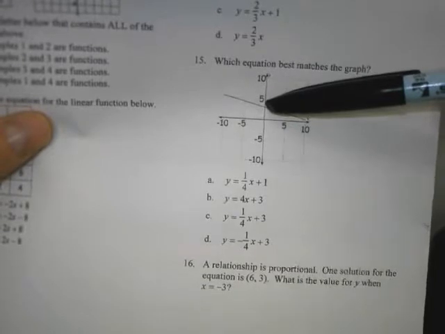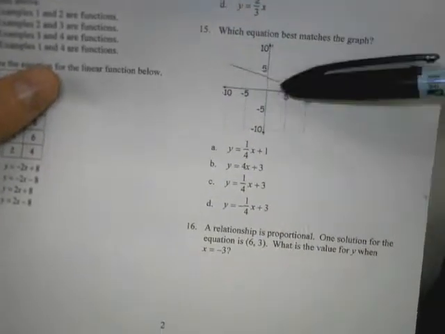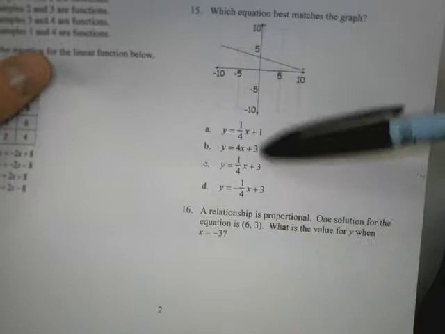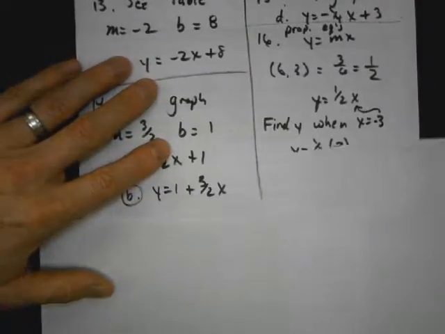So my y-intercept is something like 3 or 4. So I know it has to be B, C, or D. I look again, and my slope is going downhill. It's negative. If it's a negative slope, the only one that has a negative slope and the y-intercept that works has to be D.